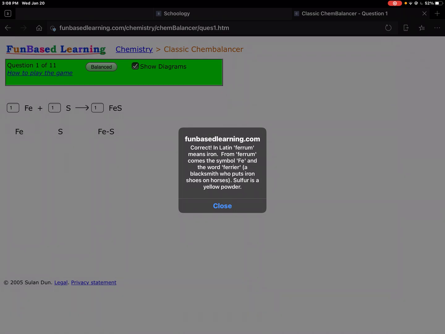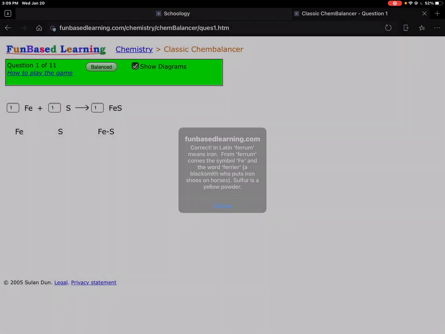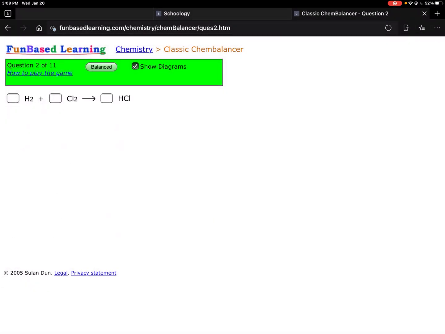So in those boxes where you write these reactions down, there are questions, like the first one: in Latin, ferrum means iron. From ferrum comes the symbol Fe, and sulfur is a yellow powder. So answer those questions as part of the online activity, and you'll turn that in whenever you're completely finished. But there's 11 of these. Once you're done, it'll bring up the second one, and you balance it.